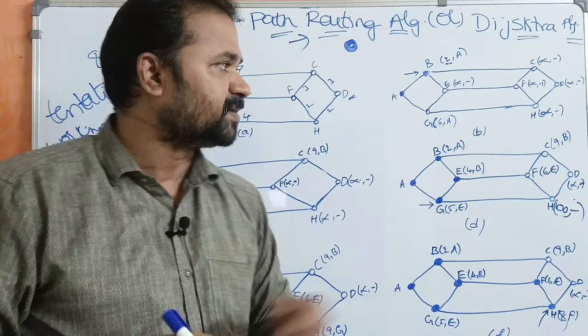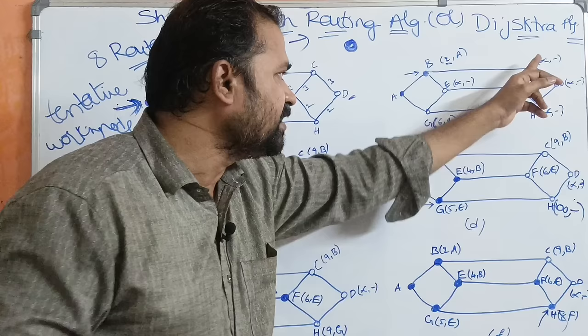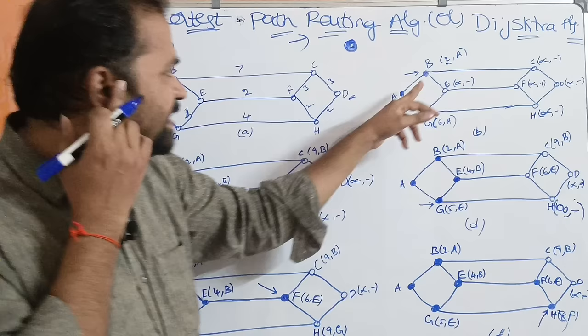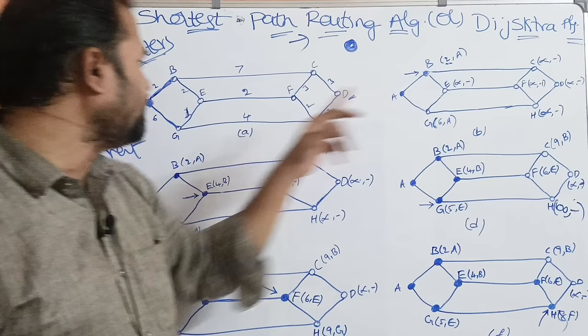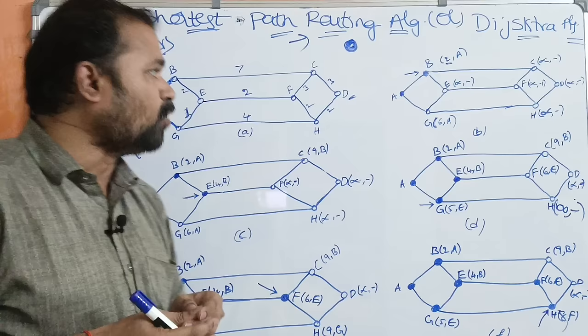Here already the cost is 2, and this path length is 7. So 2 plus 7 means 9. 9 comma, what is the current working node? B. So we update the C path length with 9 comma B. Next, what is the other neighboring node? E. The distance from B to E is 2. So 2 plus 2 means 4. So this path length is updated with 4 comma B. Now, what are the additional nodes we got here?